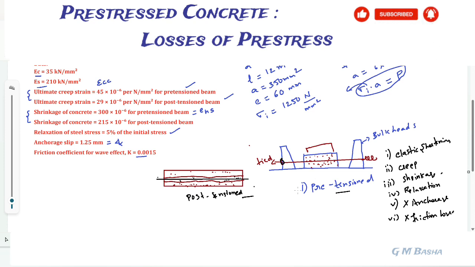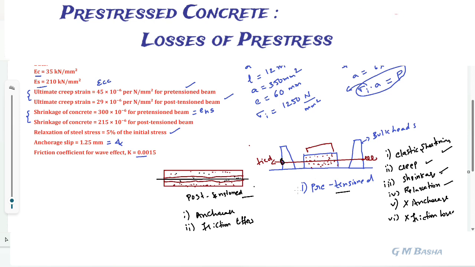But in the post tension beam, we insert the steel wires later, after preparing the beam. So here there are chances of anchorage slip and frictional effect, including these four losses: creep, elastic shortening, shrinkage, relaxation. That is the difference whenever a combination of problems is given. Please remember all this. For a pretension beam they won't ask anchorage and frictional losses, but if they ask in a combination, you can skip that and find it for the post tension beam.